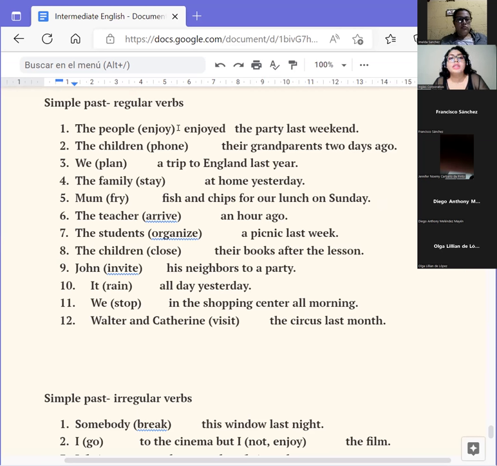Number two: the children call their grandparents 2 days ago. The verb here is not about the cell phone or the device. In this case, it's talking about the action of calling someone. So in that case, how can we write it in past? You can also write the verbs in the past, and that's okay. So, in the past. Good.